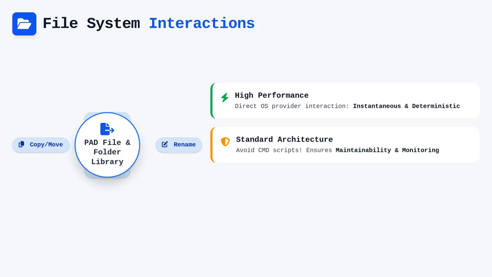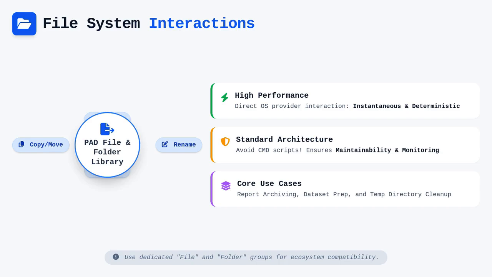We should always use the specific actions provided in the file and folder groups, rather than trying to build our own solutions using command line scripts. This standard architecture ensures that our flows remain maintainable and compatible with the monitoring tools built into the Power Automate ecosystem.